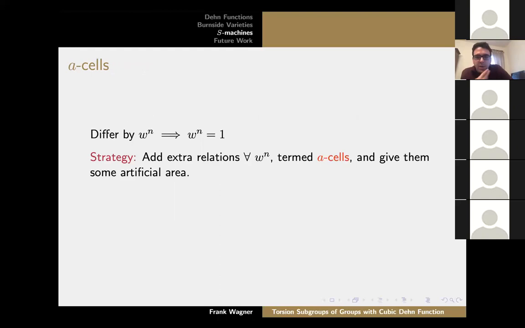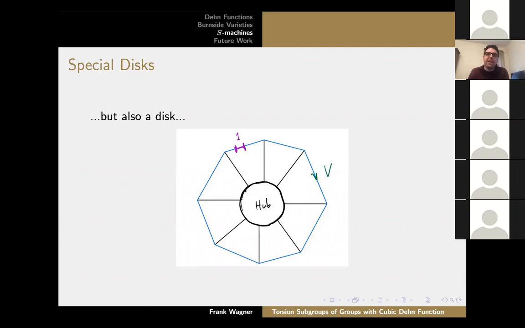So I can do better and now add even more relations to my group, which is the relations of the free Burnside group. And I term these relations A relations and call them A cells and give them some artificial area based on the diagram that I can get for them, which would be just pasting this diagram and this diagram together.